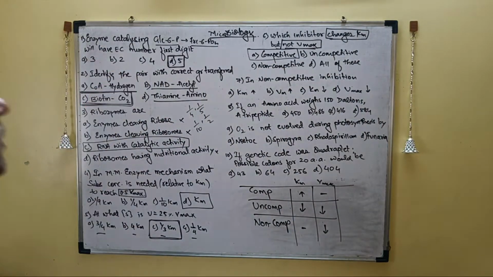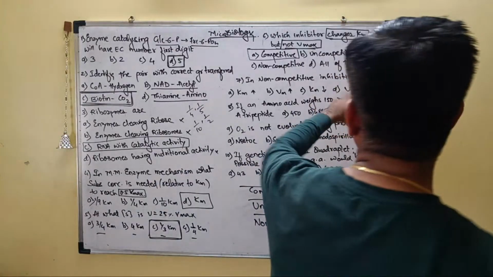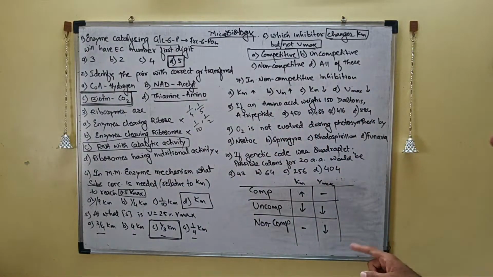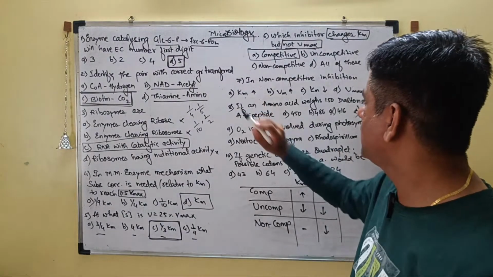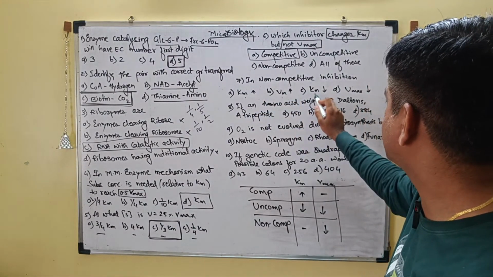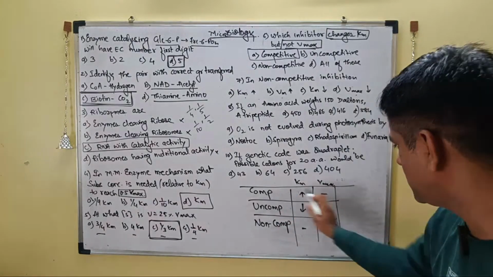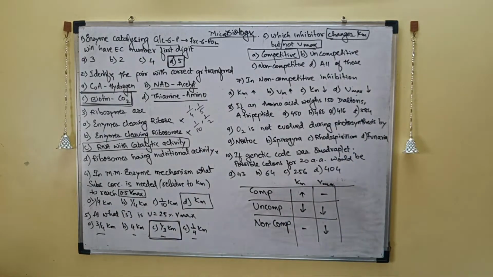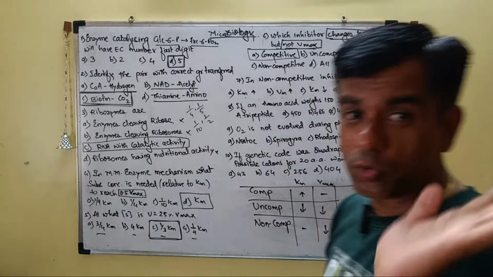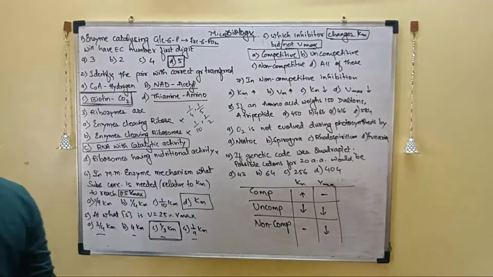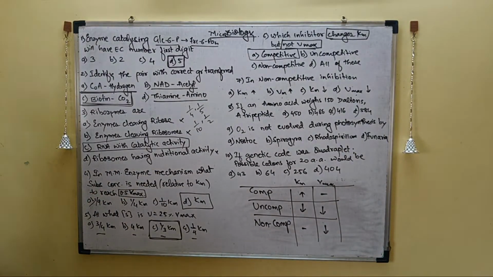The next is so simple. In non-competitive inhibition, you have to tell: Km increase, Vmax increase, Km decrease, Vmax decrease. From these you can directly tell what is happening in non-competitive. Anyone out there? Non-competitive, what will happen? Yes, Prathamesh, competitive. Yes, Nidhi, competitive, right? I would like to go for the next one.